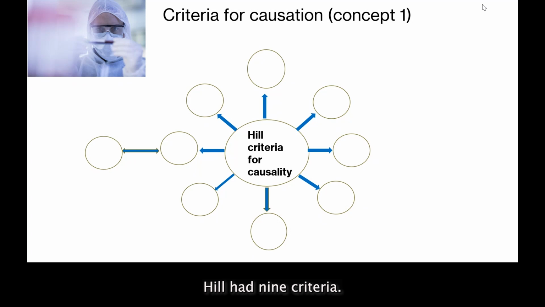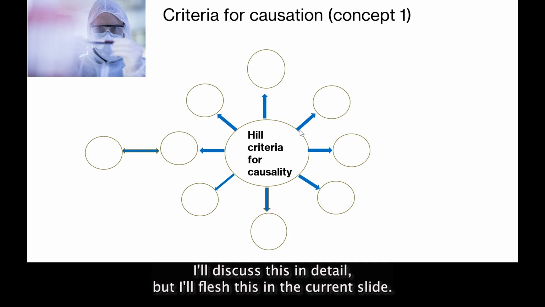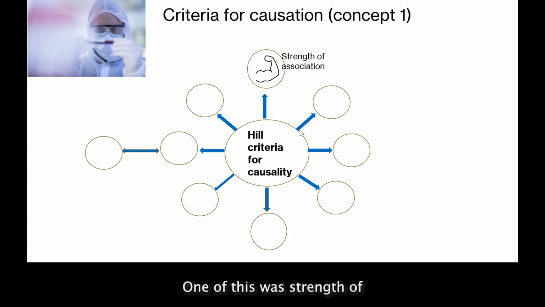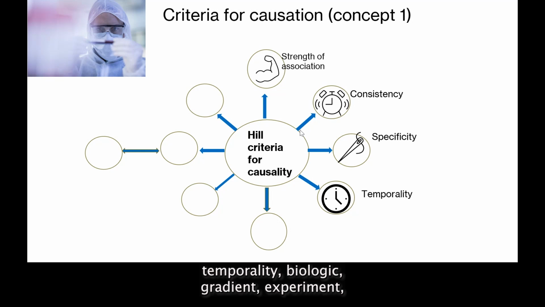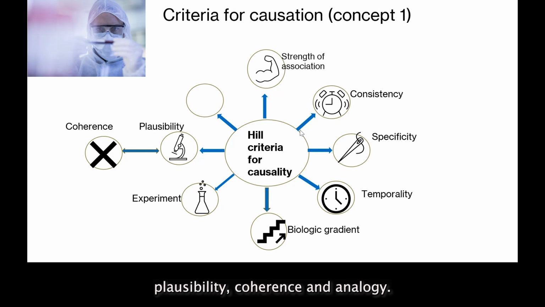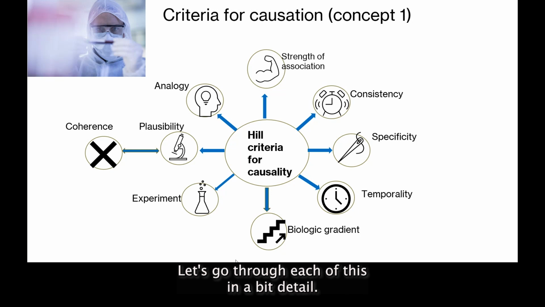Hill had 9 criteria. I'll discuss this in detail, but I'll flash this in the current slide. They were strength of association, consistency, specificity, temporality, biologic gradient, experiment, plausibility, coherence, and analogy. Let's go through each of these in a bit more detail.